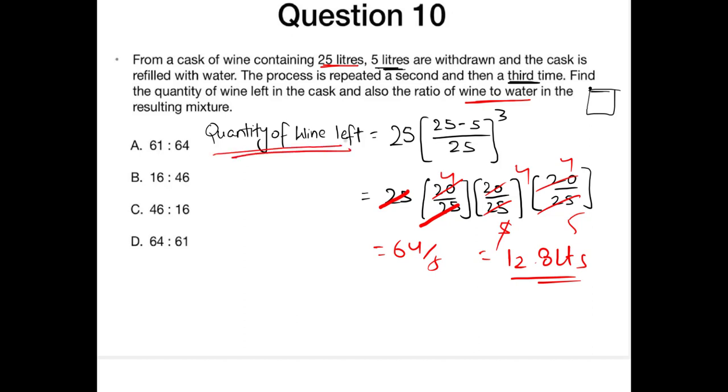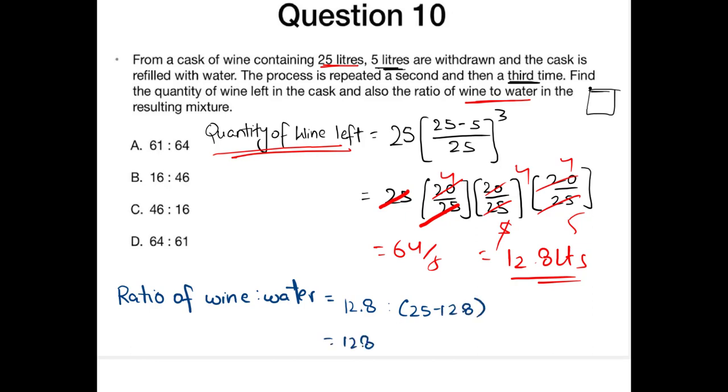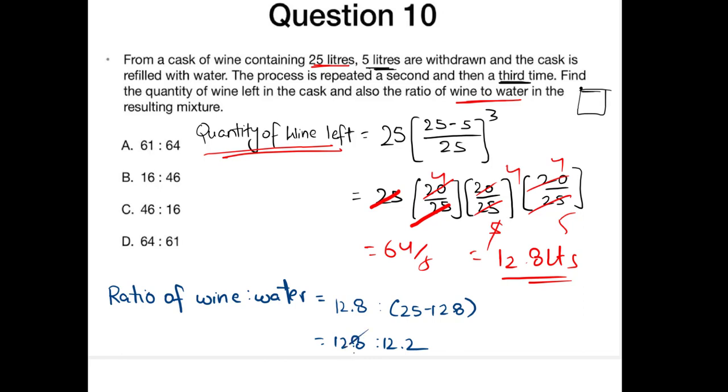So what exactly are they asking? They are asking for the ratio, right? The ratio of wine to water: we already know the leftover wine is 12.8 liters, and the total is 25 liters. So water is 25 minus 12.8, which is 12.2. So the ratio is 12.8 is to 12.2, which we can write as 64 is to 61. It's option D.